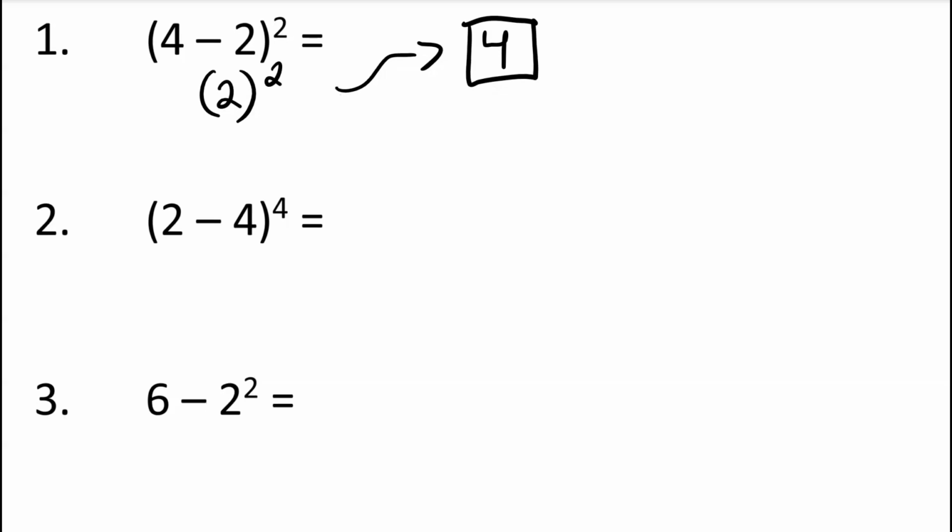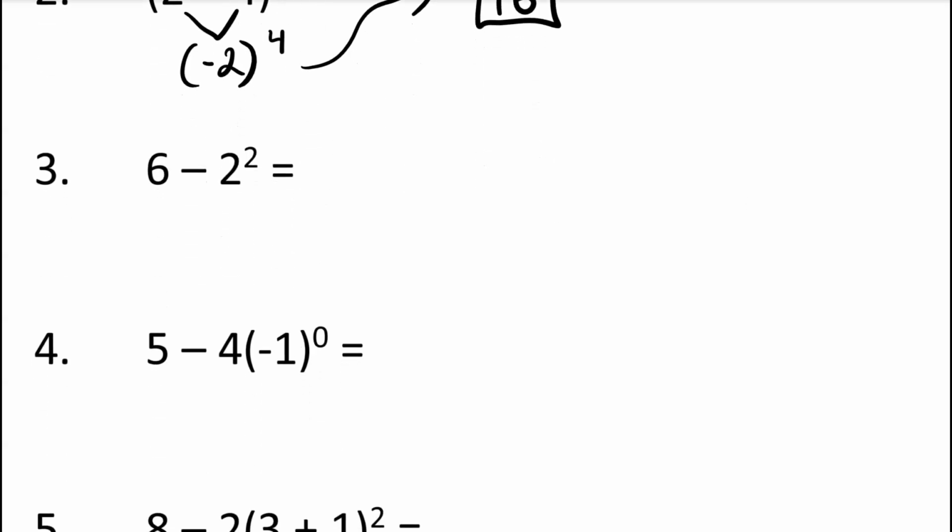For question 2 here, in brackets, we have 2 subtract 4, to the power of 4. Now again, we're starting inside the brackets. 2 subtract 4 gives us a negative 2 to the power of 4. Remember, we want to pay attention to whether it is an even exponent or an odd exponent when we're looking at negative numbers. Because it's an even number for the exponent, our final answer is going to be positive. And that'll be a positive 16.